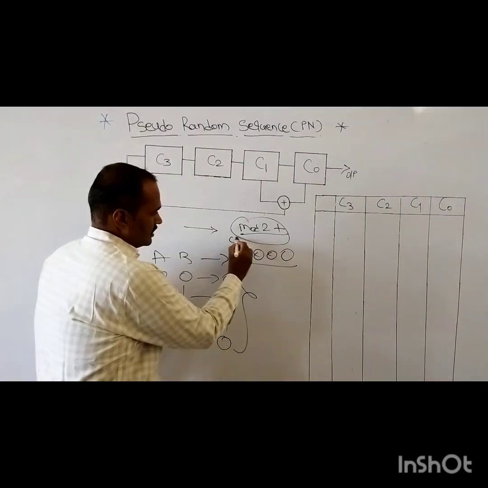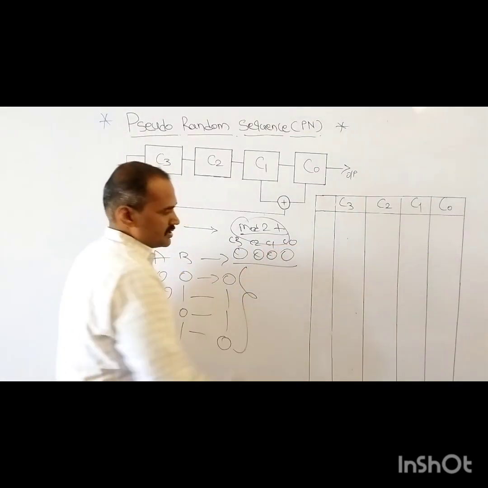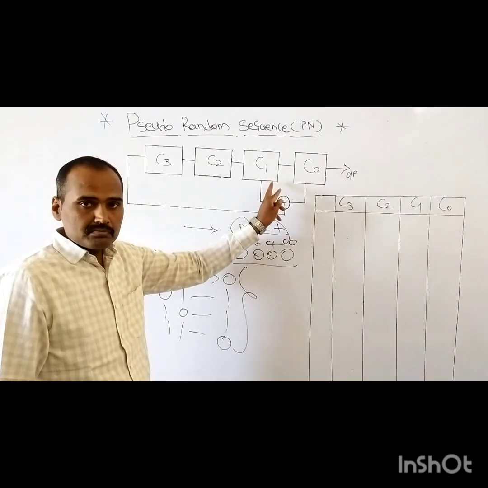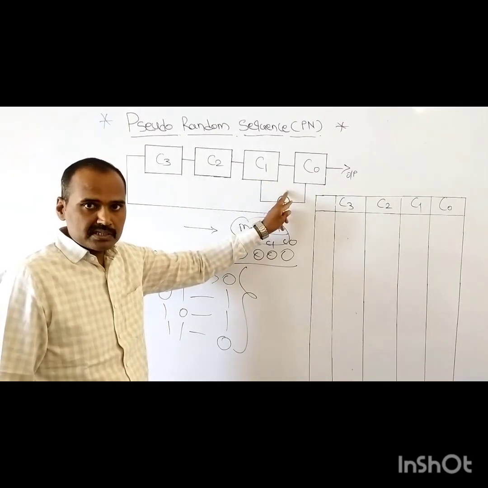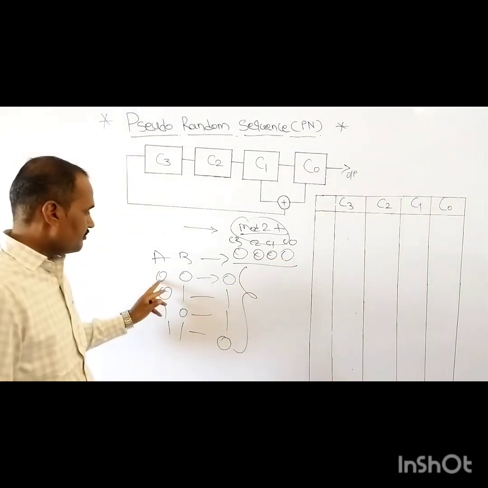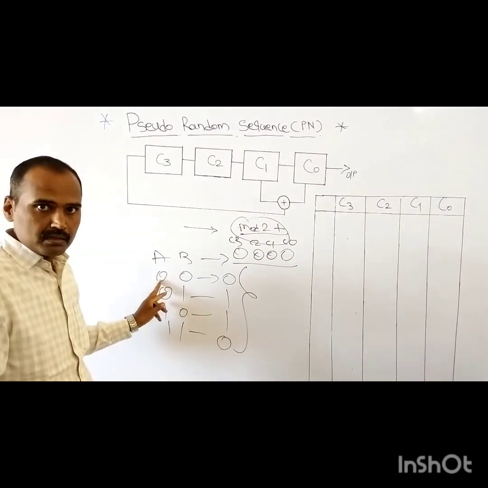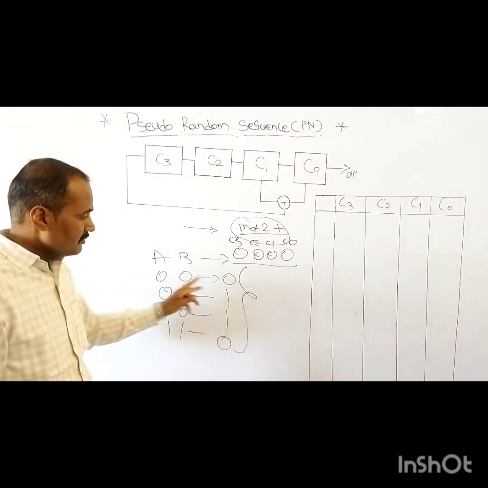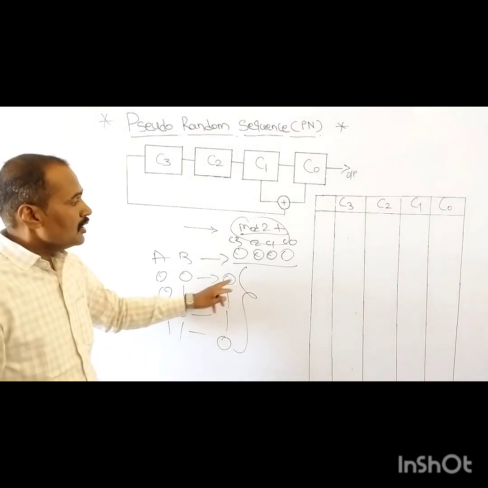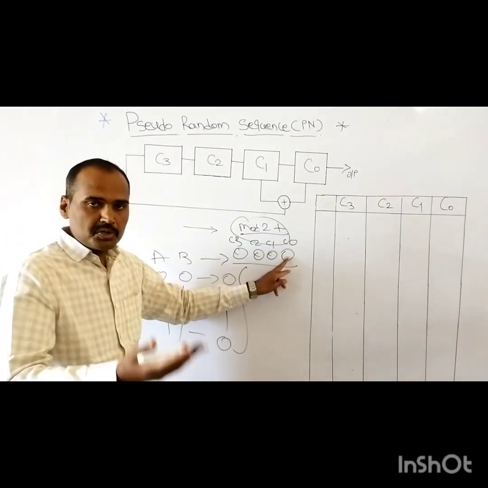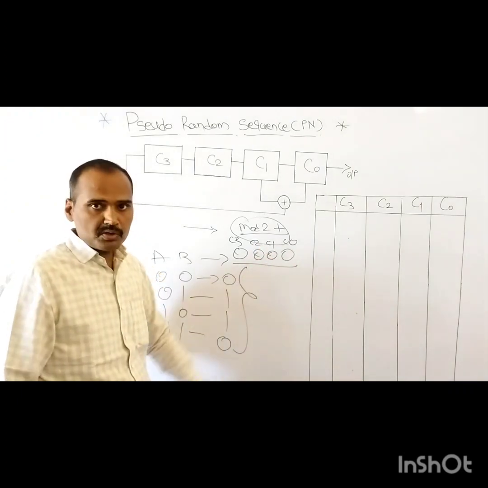Suppose this is C3, C2, C1 and C0. Before applying the second clock pulse, the contents of these two shift registers are added with each other. So 0, 0 equals what? Obviously, when both inputs are low, or both inputs are the same, the output is 0. So C1 plus C0, which is the exclusive OR operation between C1 and C0, equals 0.